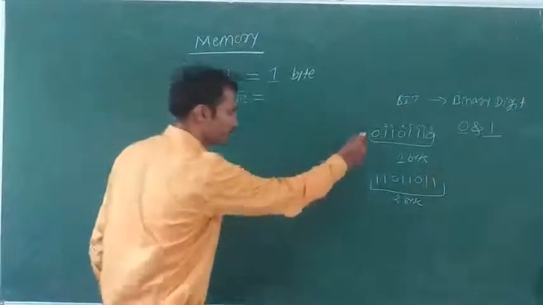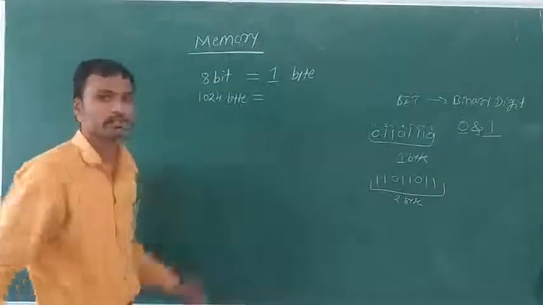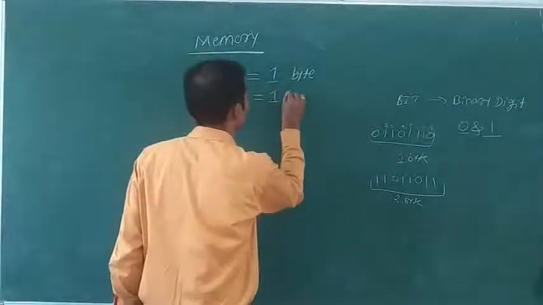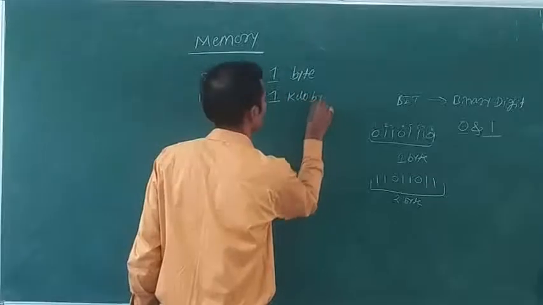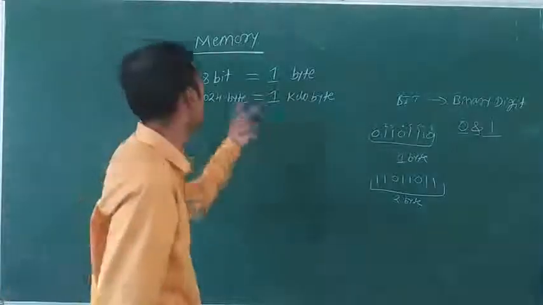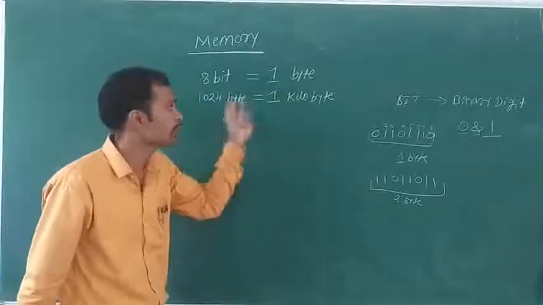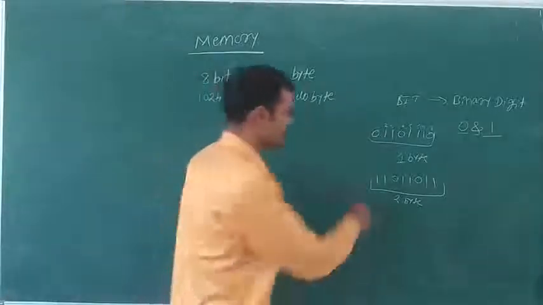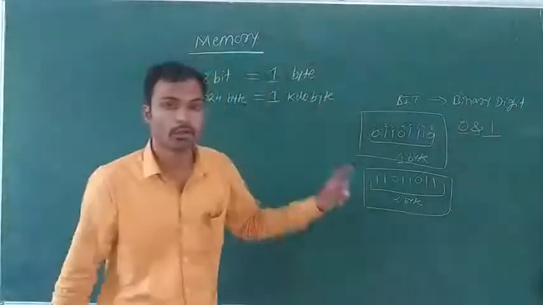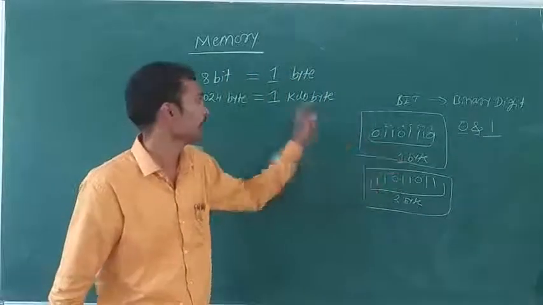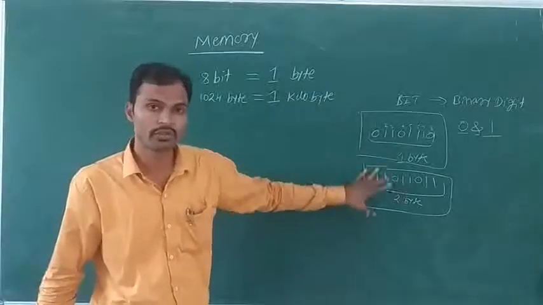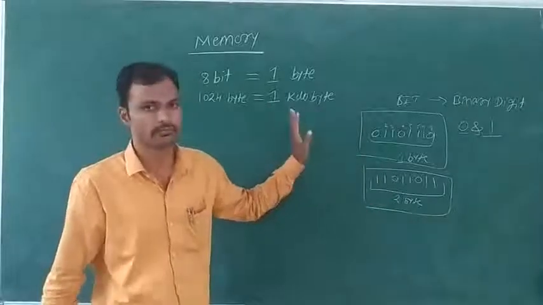If you make 1024 bytes like this, then it becomes 1 KB. It is called a kilobyte. 1024 bytes are equivalent to 1 kilobyte. Means this is one group, this is the second group. Likewise, 1024 groups are equivalent to 1 kilobyte.